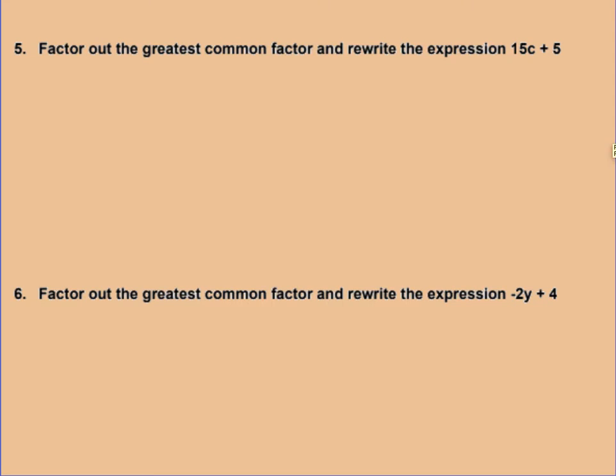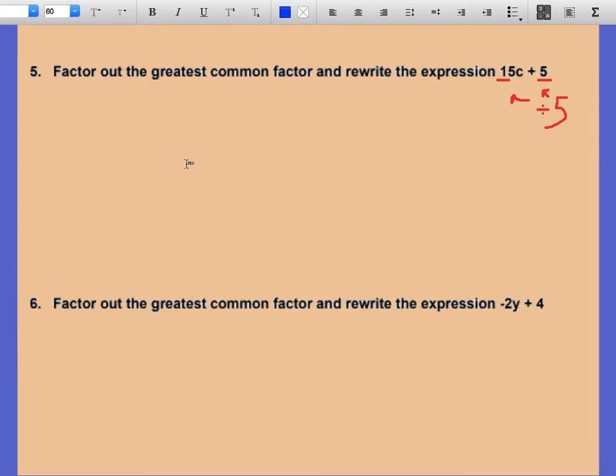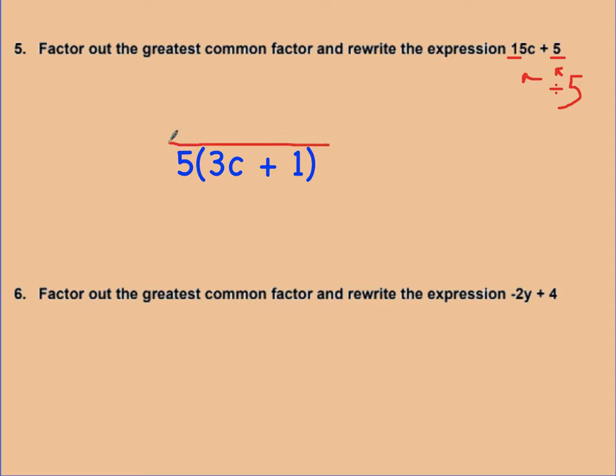All right, number 5 has us factor out the greatest common factor and write the expression 15c plus 5. So 15 and 5, we can divide both of those by 5. So what we need to think of is, what happens if I divide both terms by 5? All right, so let's write down that 5, so we're showing our GCF. 15c divided by 5 is 3c. 5 divided by 5 is 1, so it's a positive 1 or plus 1. And there we go. Remember, factoring is the inverse or opposite of distributing there.